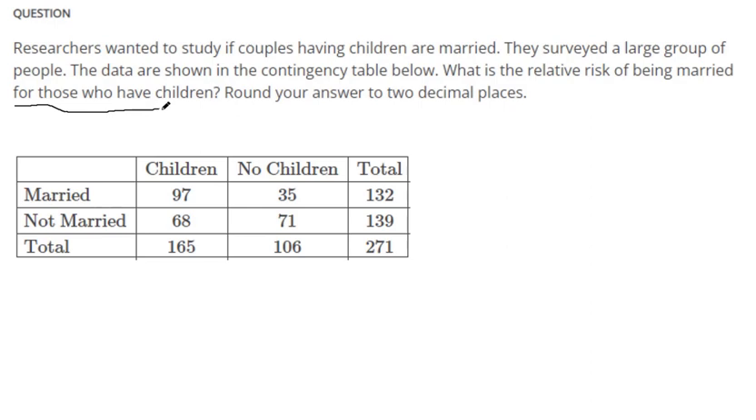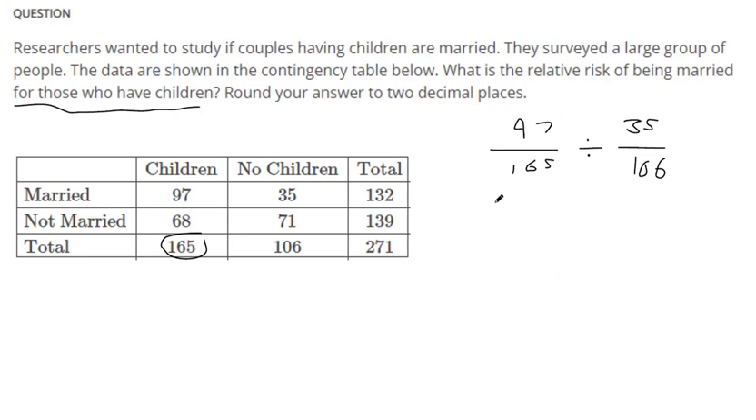This means we're only considering people who have children, so 165. There are 97 people who are married that have children. So that's the probability of being married out of those who have children. And what you want to do to calculate a relative risk is divide the probability of being married for those who have children by the probability of being married for those that do not have children. So the 35 people that are married out of 106 that do not have children.